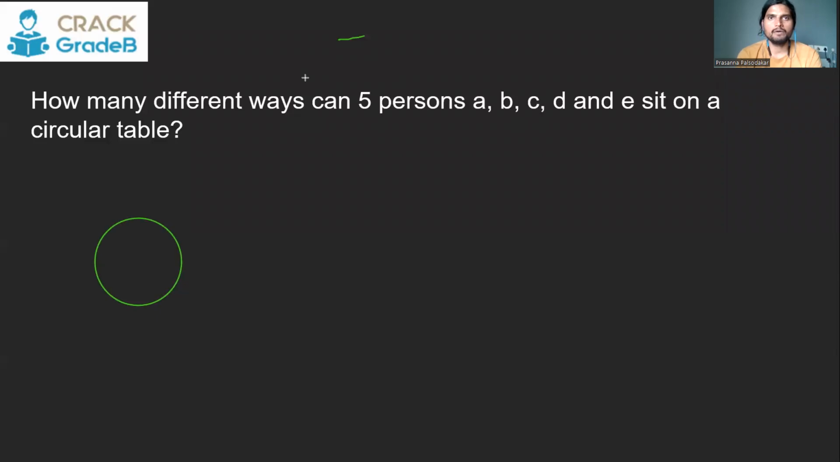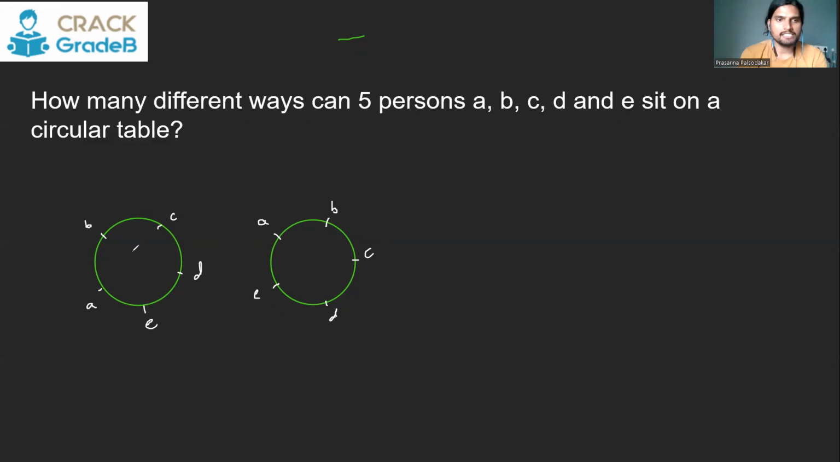Let's say this is a merry-go-round, and on the merry-go-round there are 5 people, A, B, C, D, E, sitting. And if you give a little torque to this, now what happens is A goes here, then B, C, D, E.